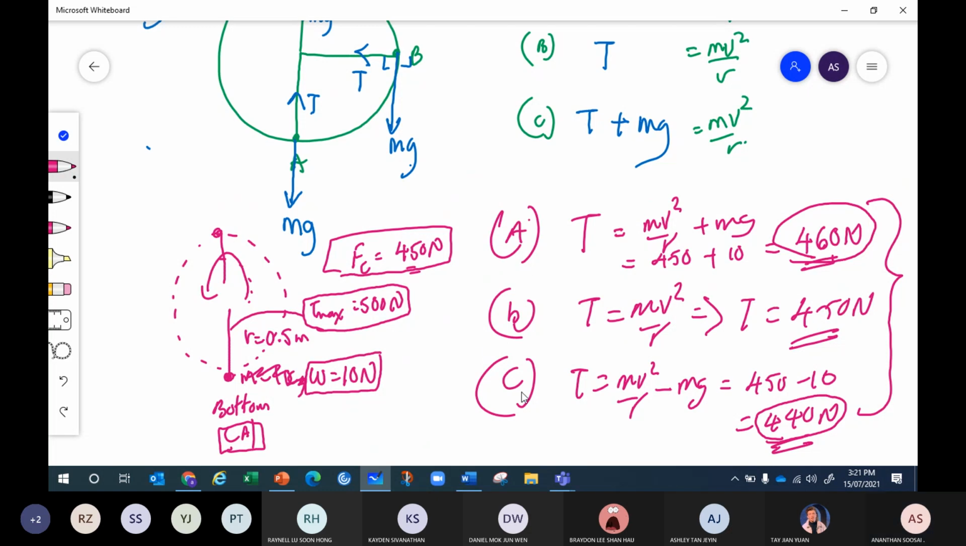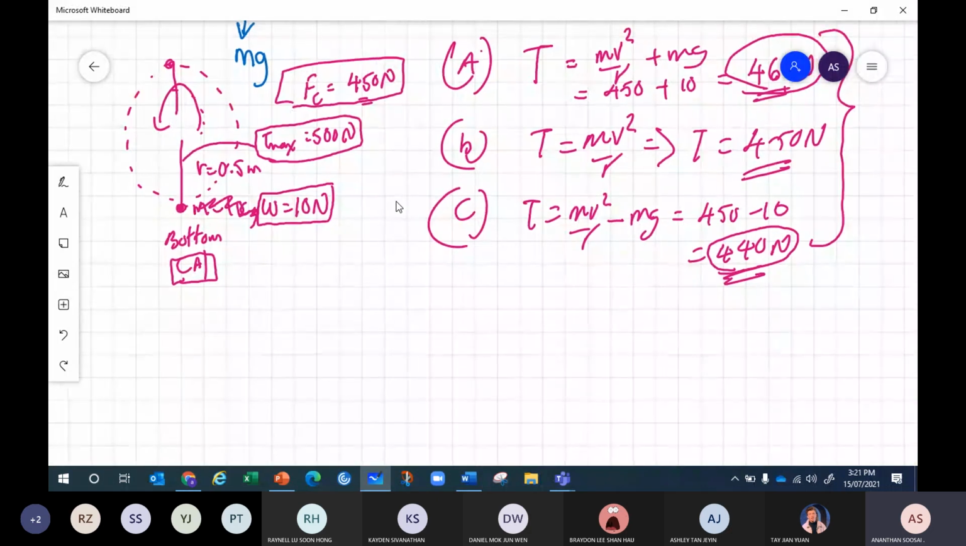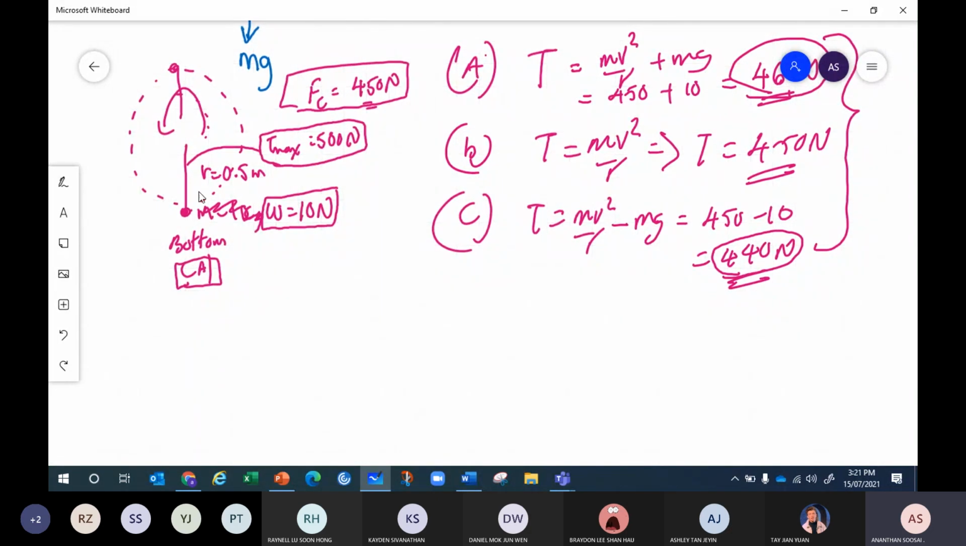Okay, so now we're going to advise him again. Now your friend is holding a string with Tmax 500 Newton, radius of 0.5 meter, and he hangs a weight of 10 Newton. He wants your advice. He wants to ask you what speed to whirl it at.